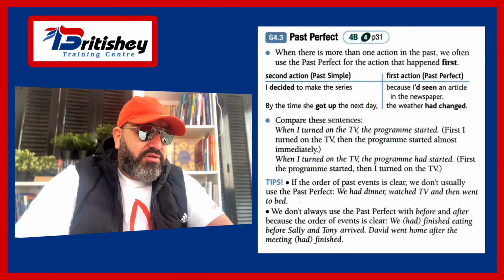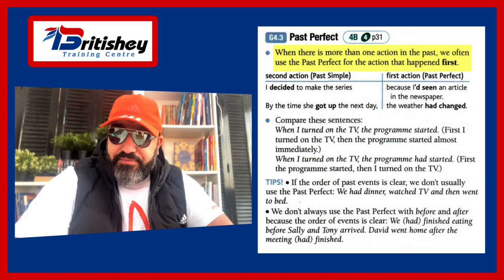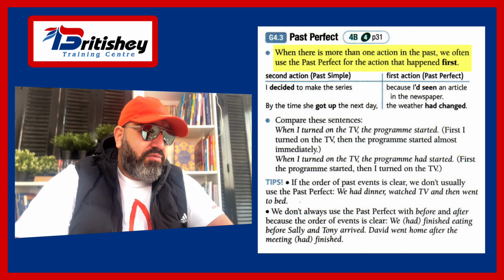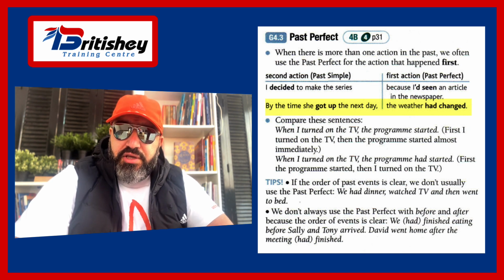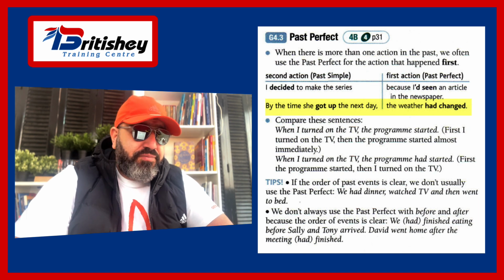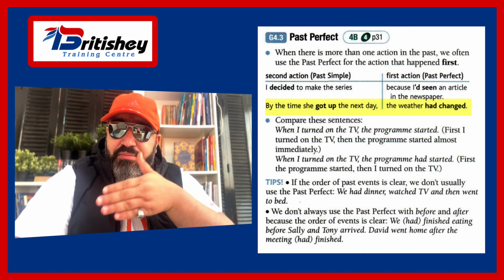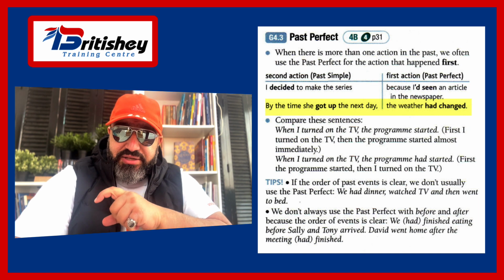So I've got a snapshot taken from a course book here, and it says when there is more than one action in the past, we often use the past perfect for the action that happened first. So obviously we're focusing on past perfect. Good, right? And then there is an example given: by the time she got up the next day, the weather had changed. So now what I need to do is to divide the meaning of the structure into parts.